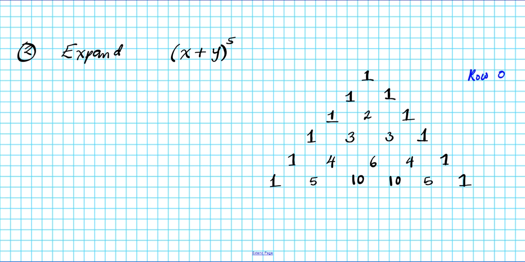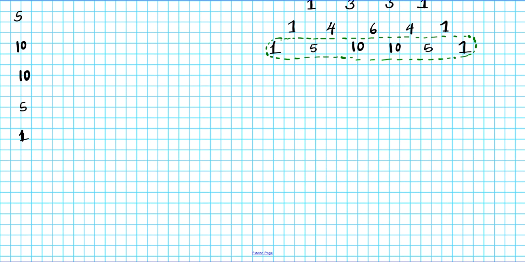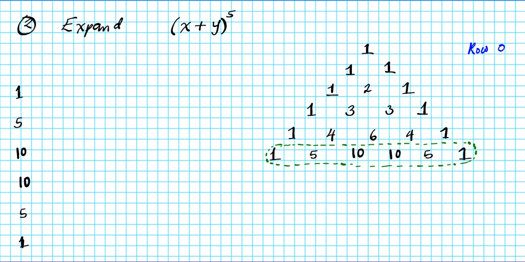Now what we're going to do is extract row number 5 to help us determine the coefficients of each term in the expansion of the binomial x plus y. Okay, so let's extract that entire row. We're going to have 1, 5, 10, 10, 5, and then 1. Okay, now let's go ahead and expand it.